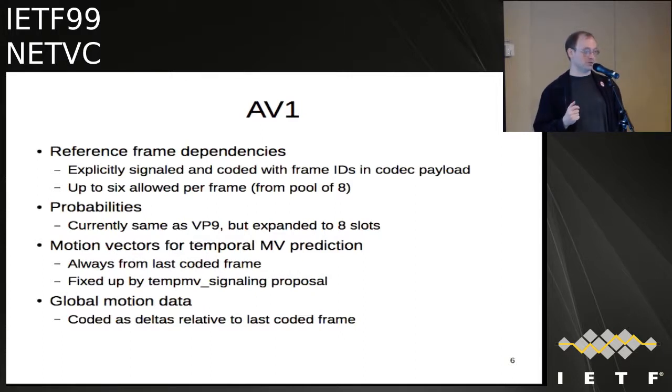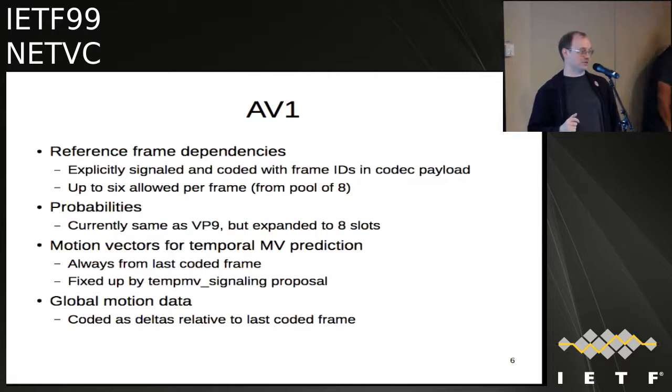And then it's added some new things on top of that. There are now motion vectors stored from previous frames to use for temporal motion vector prediction. The original design was that it just always picked them from the last coded frame. And if you were coding things in such a way that the last coded frame wasn't going to be available, or you didn't want to rely on it being available, then you couldn't use temporal motion vector prediction. That was fixed up by this TempMV signaling proposal, which I'll talk about in a minute. And then people kept adding more things like global motion data, which is now coded as deltas relative to the last coded frame, which again, if you want to be able to drop the last coded frame, is a problem.